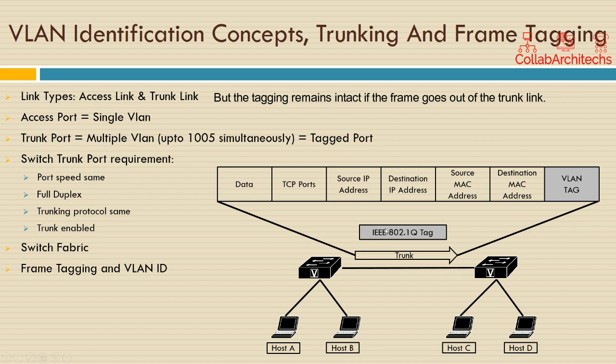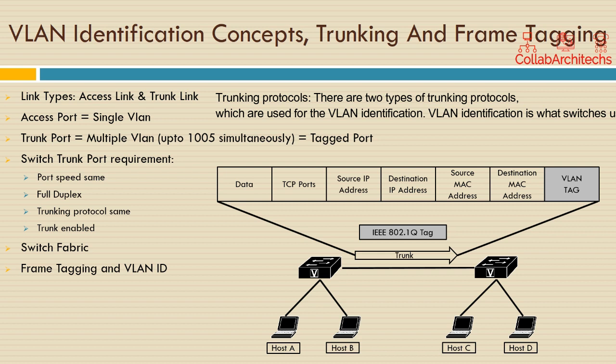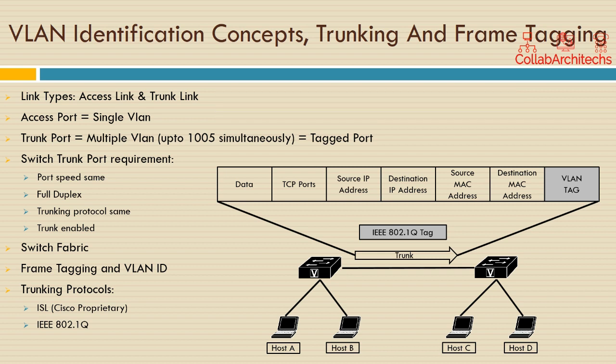The same you can see here. This is a frame which is passing through a trunk link and the VLAN tag is intact when it's passing through the trunk link. Now let's discuss something about trunking protocols. There are two types of trunking protocols which are used for VLAN identification.